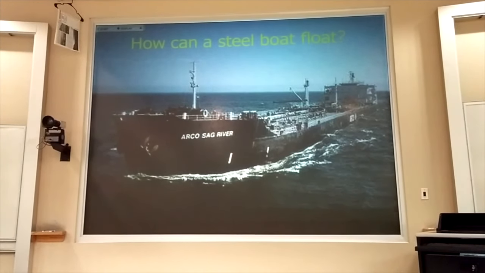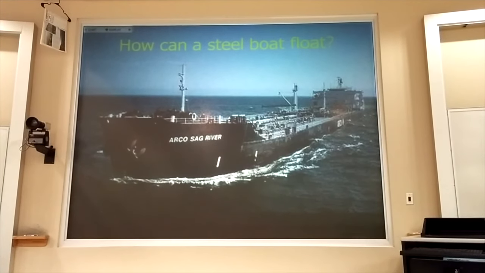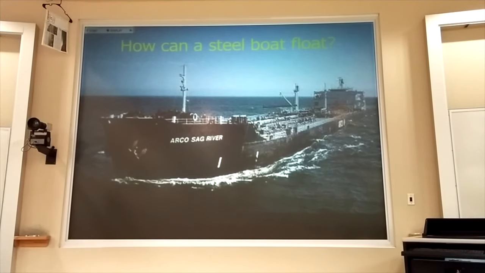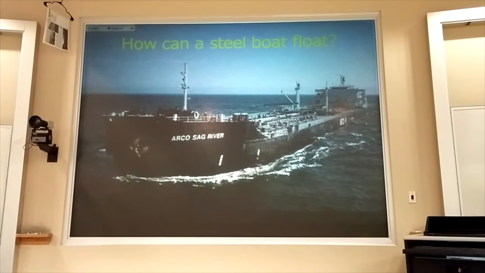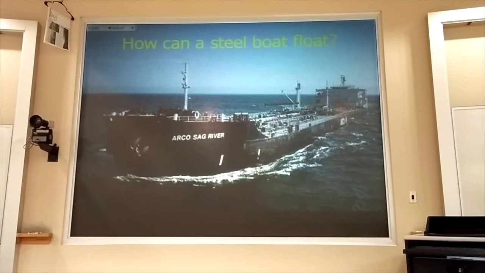Yeah, Lloyd's of London would like to classify that as a floater, and that's why they insure it. But our definition suggests that it should be a sinker. So let me give you an operational definition for sinking and floating.